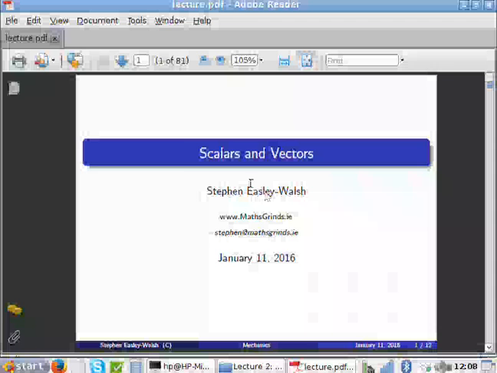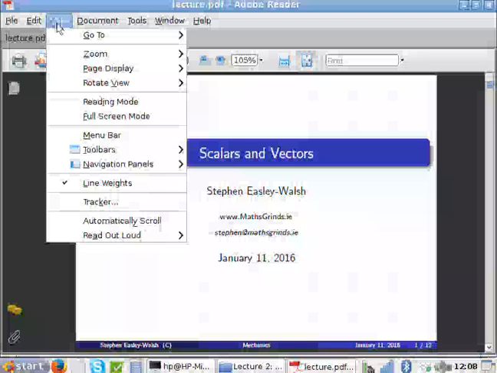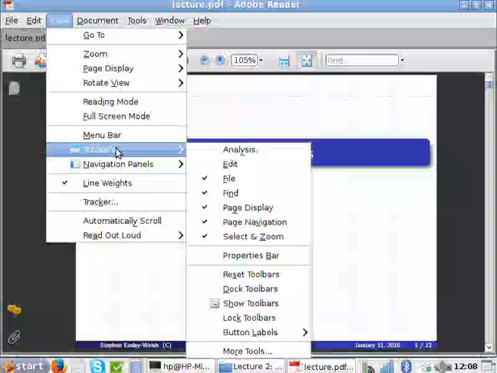Scalars and vectors next, if you want to write that down. So that's our second lesson, scalars and vectors.